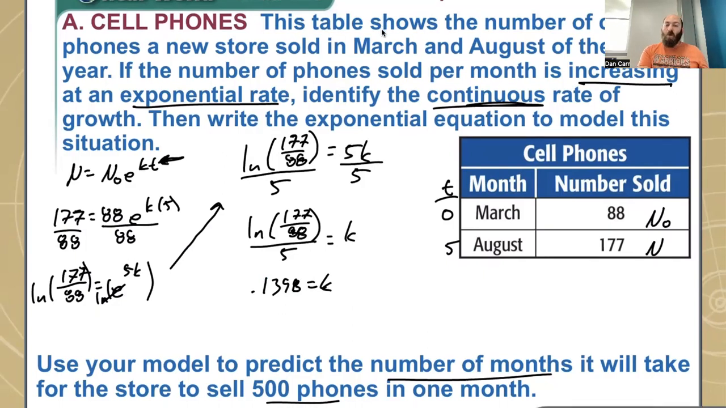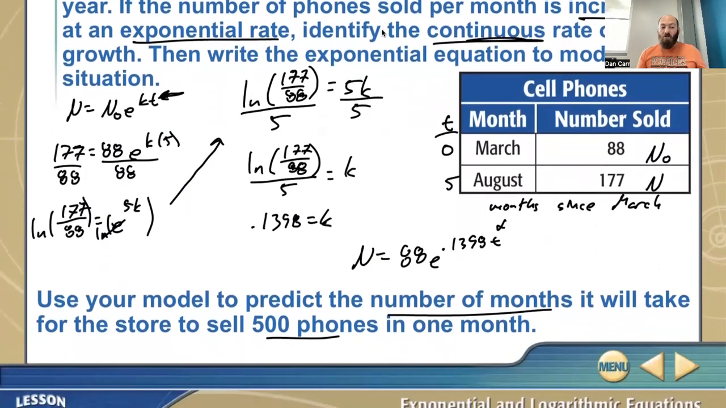So now we can write our exponential equation. So the number of cell phones is equal to the initial amount, 88, e to the 0.1398 t. And again, this is going to be t as in months since March. So now use your model to predict the number of months it will take for the store to sell 500 phones. I can go to graphing for this to help figure out where this is going to be. So if I go to my graphing calculator, I got 88 times e to the 0.1398 t.